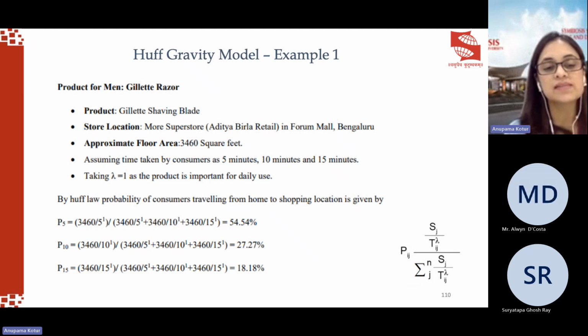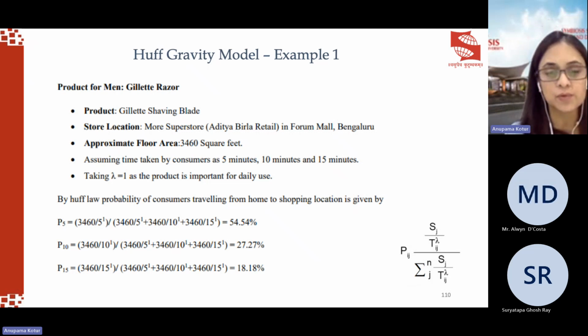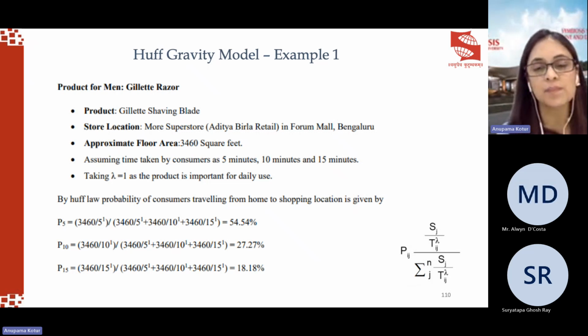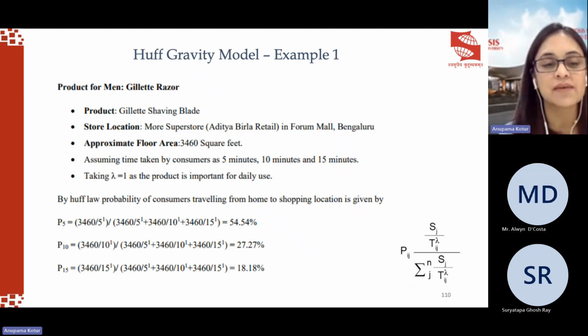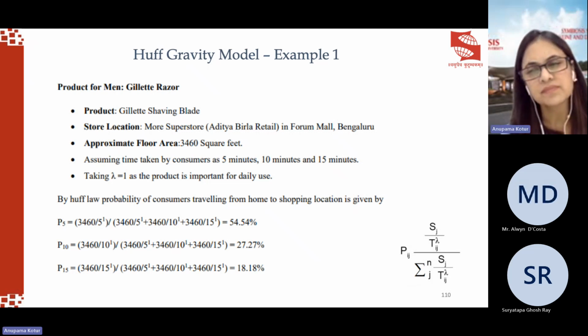What happens when it's P10? When in the secondary trading area, the probability percentage reduces to 27.27. Why does it reduce? Probably because there are other stores, maybe smaller convenience stores that are located in the secondary area where people would not really want to drive 10 minutes just to be able to pick up a shaving cream or a shaving blade or whatever it is, right? So it reduces to 27%. It further reduces to 18% when the driving distance is 15 minutes.